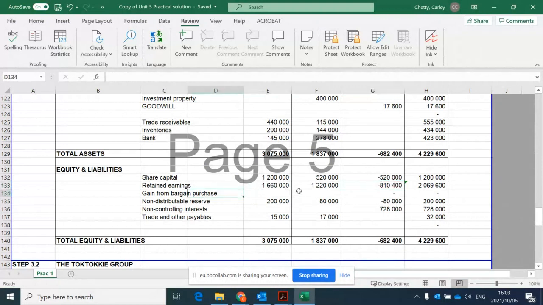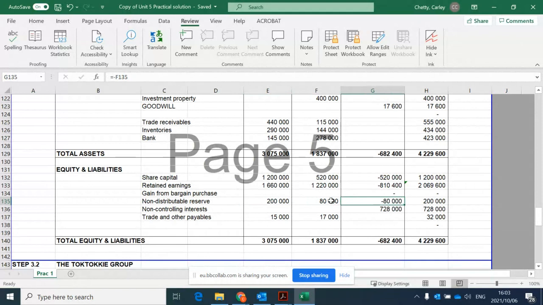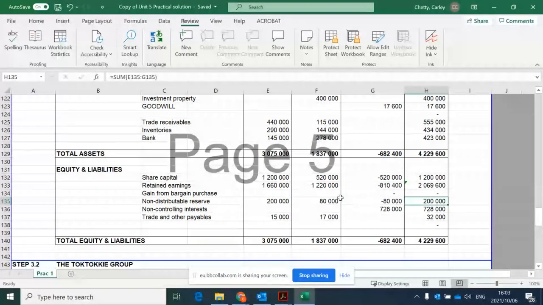Gain from bargain purchase. In this situation, we had goodwill, so we did not have a gain on bargain purchase. Then we have our non-distributable reserves. So here we are adding the parent and the subsidiary, and then also the pro forma journal entry column. Remember, we eliminated the non-distributable reserve of the subsidiary on acquisition. So this is going to give us a total which consists purely of the parent's non-distributable reserves of 200,000 Rand.